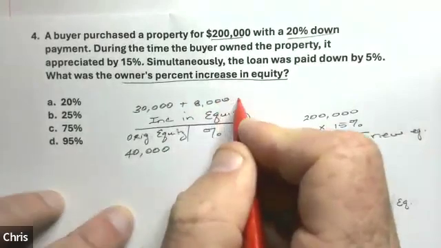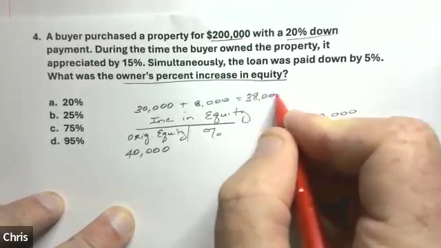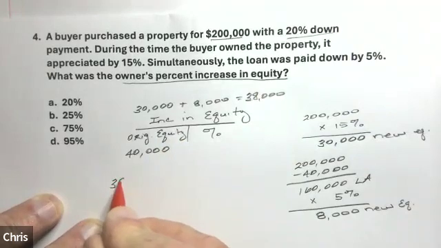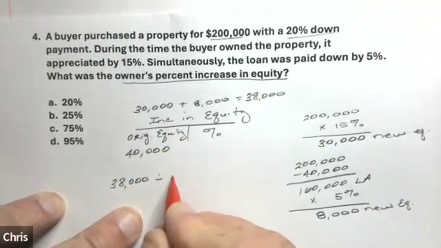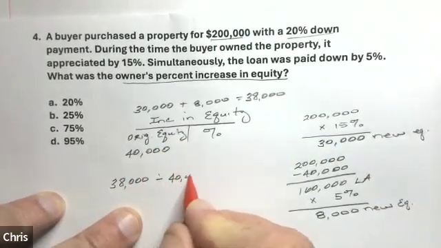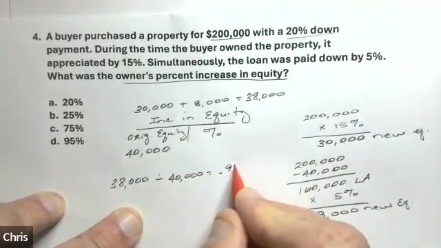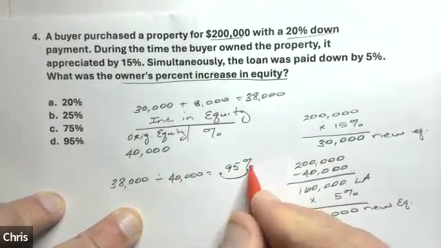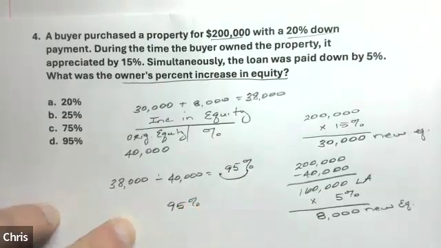And finally, we're ready for our answer. There was 38,000 in new equity divided by the original equity of $40,000. So 38,000 divided by 40,000. There's no doubt in my mind that your calculator says 0.95. And of course, we convert that to a percentage by moving it 2 spaces to the right. Adding the percent sign, the answer to that question is 95%. And you can see that that is answer D.